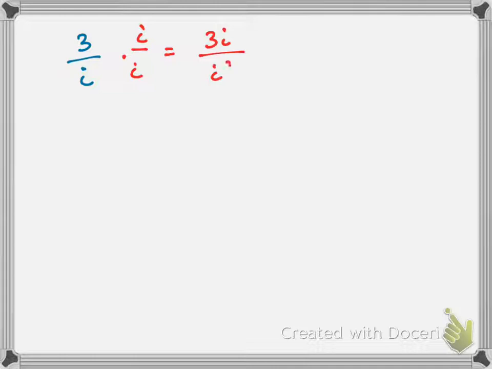Another example, if we have 3 divided by i, we multiply top and bottom by i. In the denominator, we now have i squared, which is negative 1, and that simplifies to negative 3i. Again, remember, if you need to pause the video to catch up on your notes, just pause the video.